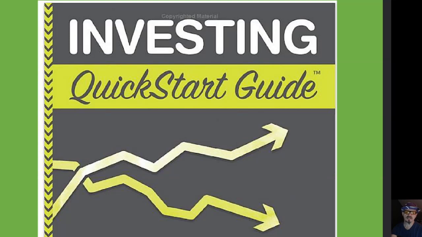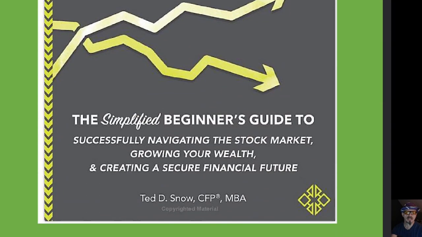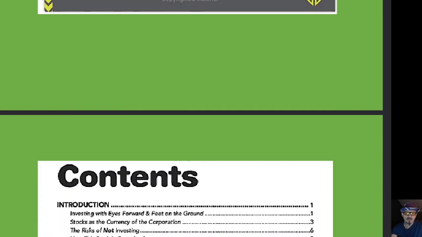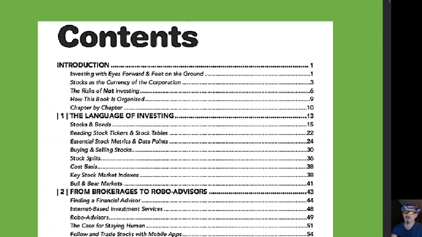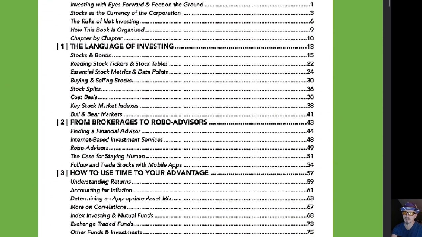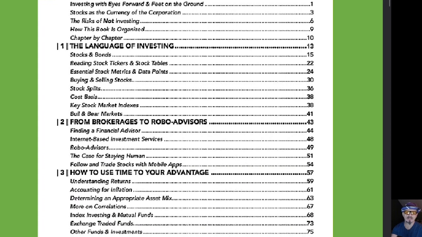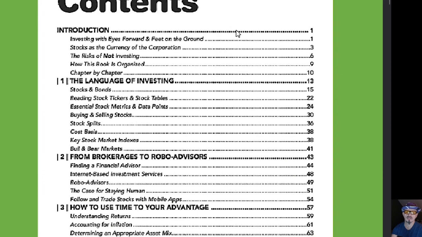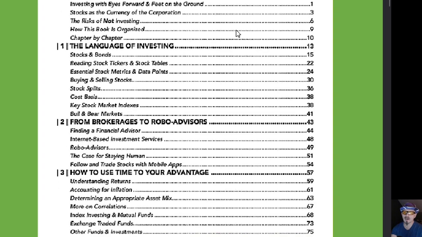Tonight I'm going to talk to you about this book here, Investing Quickstart Guide by Ted Snow. I cheated a little bit, so I'm going to give you the table of contents right here so that I don't have to go through each and everything in the book. But I am going through each chapter and I'm giving you an overview of what took place. But other than that, you could follow this.